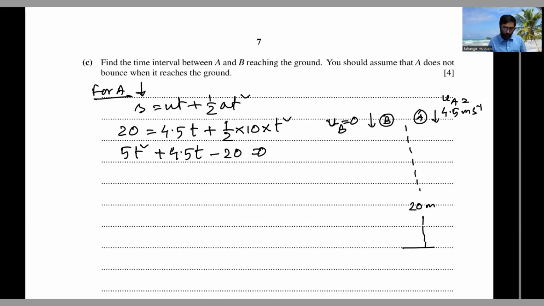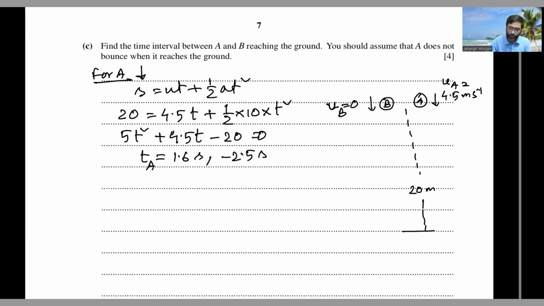Then use the calculator. There are two possible values of t. Let's call it TA: 1.6, that's a positive value, and there's another negative value, minus 2.5 seconds. Time cannot be negative. So TA is 1.6 seconds.